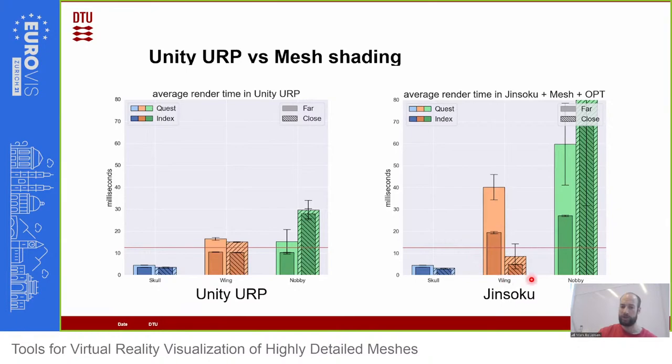And this is really where the mesh shading pipeline shines, that it actually gives us almost the same performance as with the skull, even though the mesh is more than twice as big when we inspect it up close. Nobby is more well-processed in Unity without a doubt.